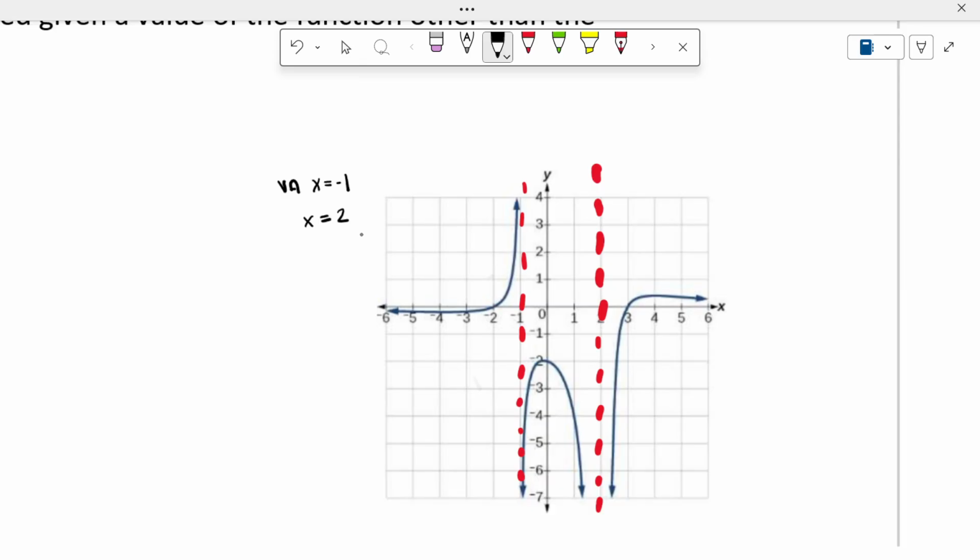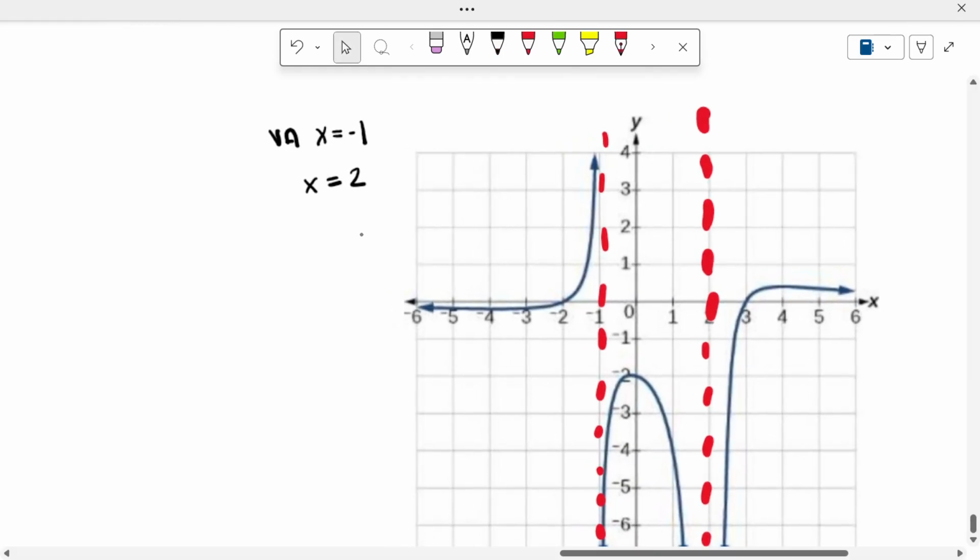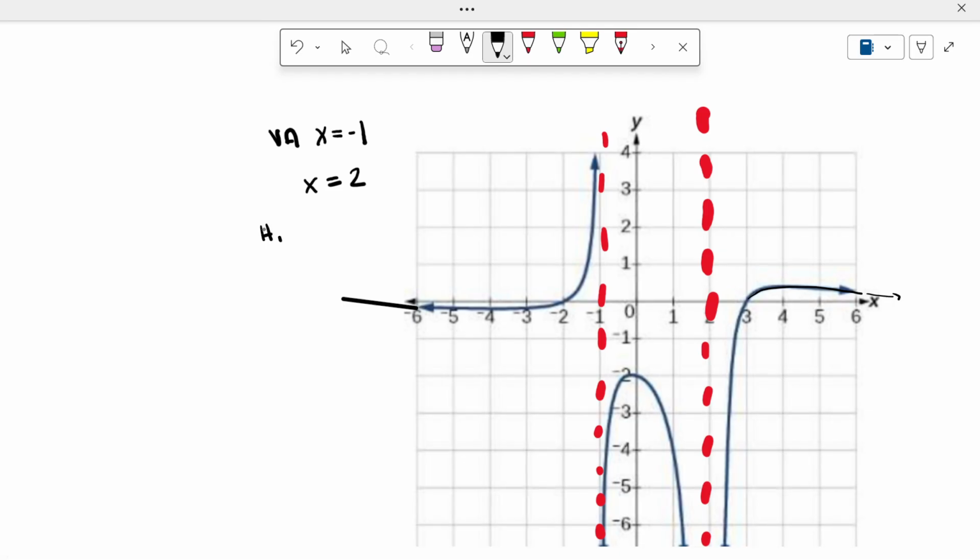Now, it's not super obvious that we're crossing here, then it's kind of creeping back up. Here it's a little bit more obvious. We crossed a horizontal asymptote, but then it's creeping back down. So I'm going to say horizontal asymptote looks to be y equals 0, okay?